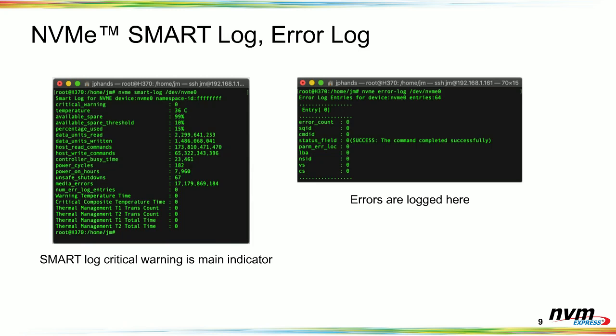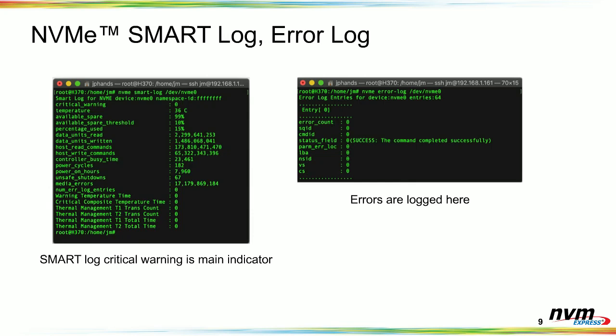You can see the critical warning bit 0, nothing's wrong with this. You can see the temperature snapshot there, available spares. Anyway, you can look at the NVMe specification to look at all the log pages and all the entries in a smart log. But think about the smart log as really your main dashboard for what's going on with the drive.